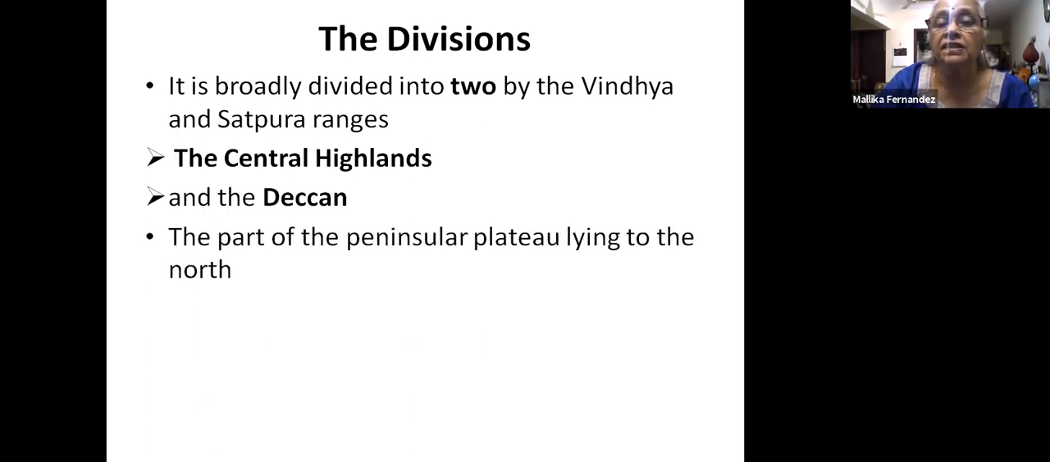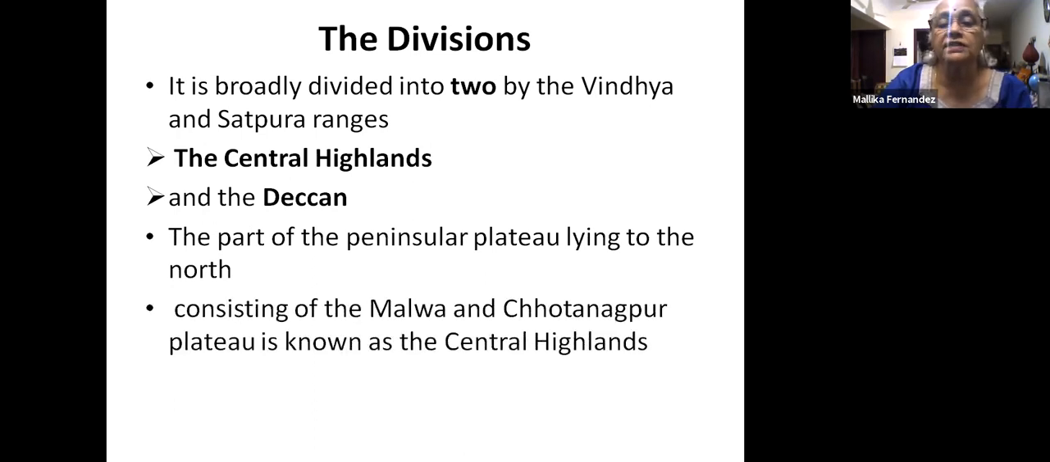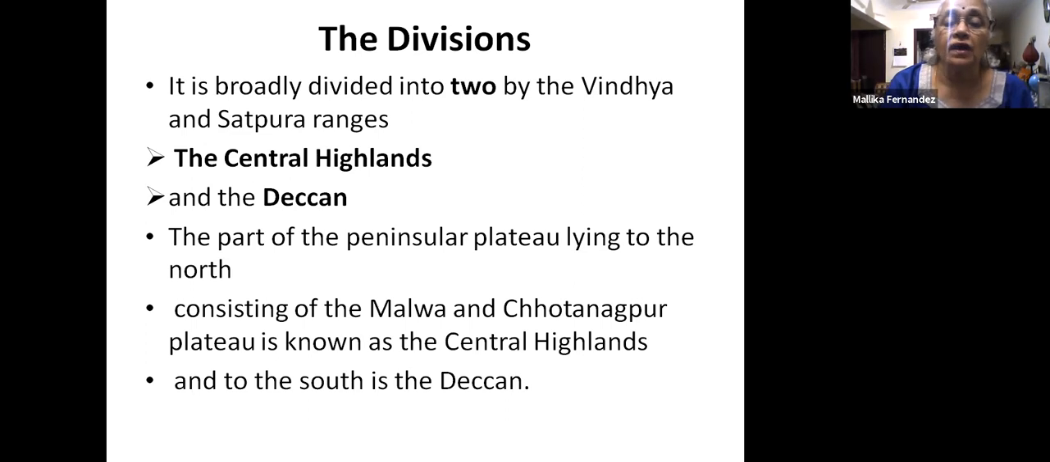Now, the part lying to the north consisting of Malwa, Chotanagpur Plateau, right? And these highlands are known as Central Highlands. So Malwa Plateau, Chotanagpur Plateau, which is right across the north from west to east. If I go back to the map, you can probably understand. So starting from the Aravalli range actually, and going right up to the Meghalaya hills, right? The major portion is Malwa Plateau and Chotanagpur Plateau. These consist of the major divisions of the Central Highlands, whereas to the south is the Deccan. Now, the Deccan is also further subdivided, because North Deccan is completely covered by lava and black soil, and South Deccan is completely covered by red soil.